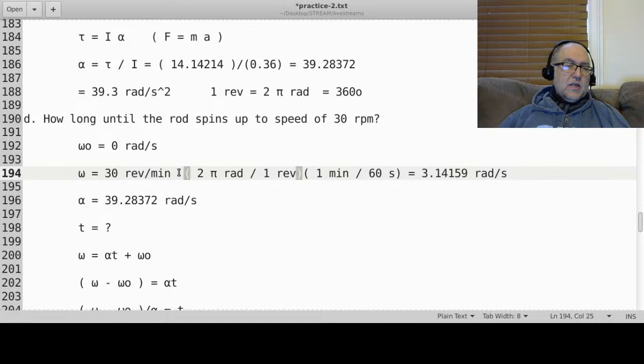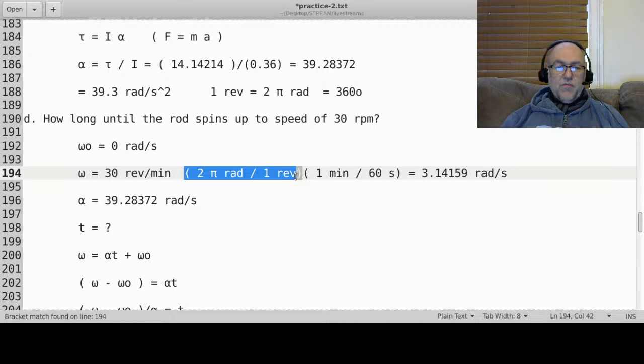So to convert the revolutions to radians, just remember that one revolution is 2 pi radians, okay? And so if you take revolutions in the numerator and put revolutions here in the denominator, then you'll get radians in the numerator. And this piece of the fraction here will get rid of revolutions and give you radians in its place.